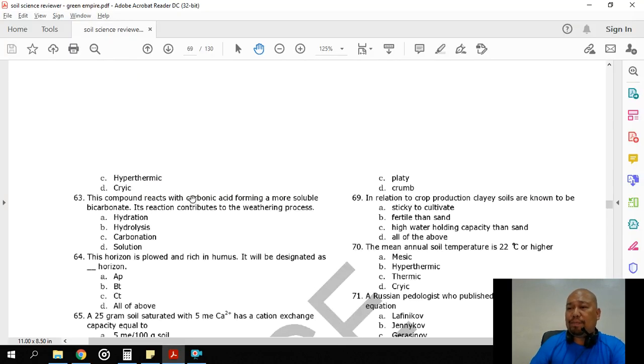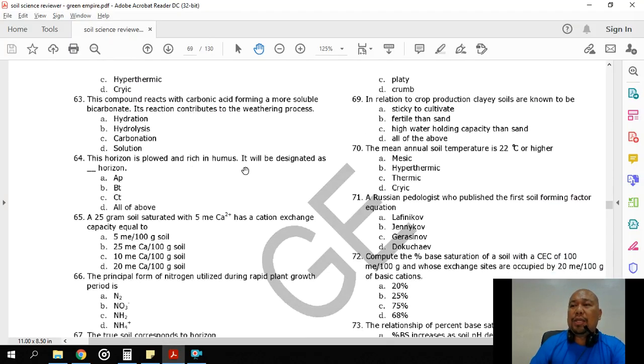Okay, number 63. This compound reacts with carbonic acid, forming a more soluble bicarbonate. Each reaction contributes to the weathering process. Hydration, hydrolysis, carbonation, solution. Oh, wait. Okay, this is, I think, a faulty question. Nga naman, this compound reacts with carbonic acid, forming a more soluble bicarbonate. Its reaction contributes to the weathering process.